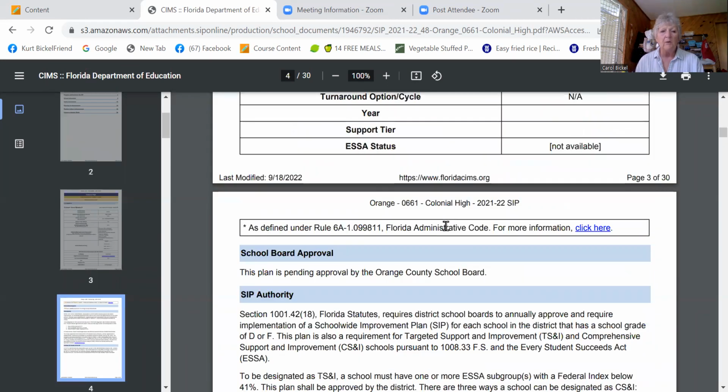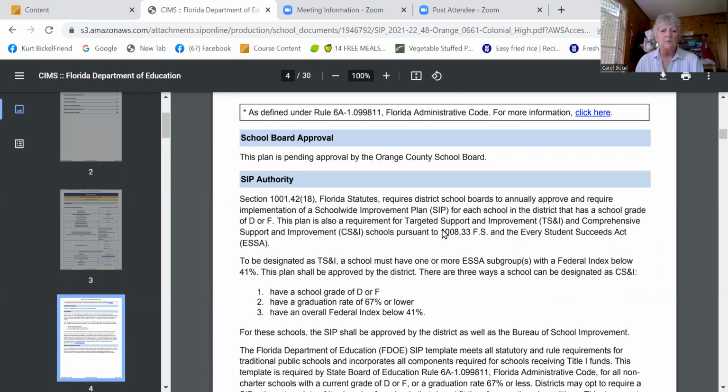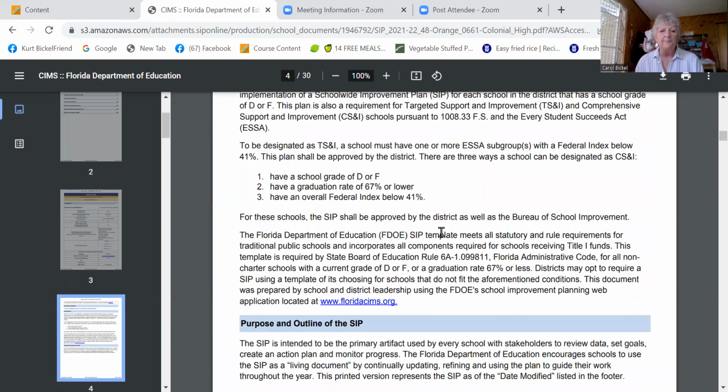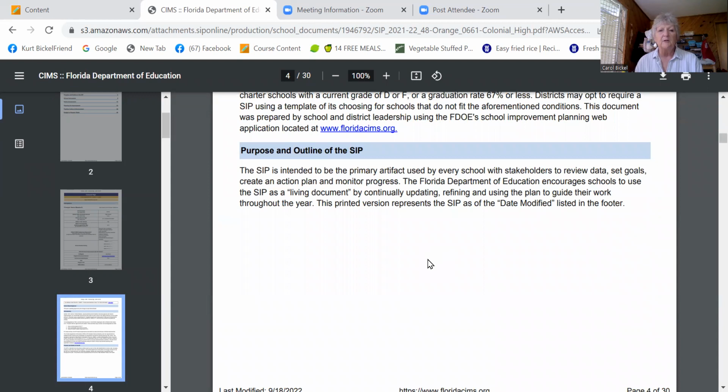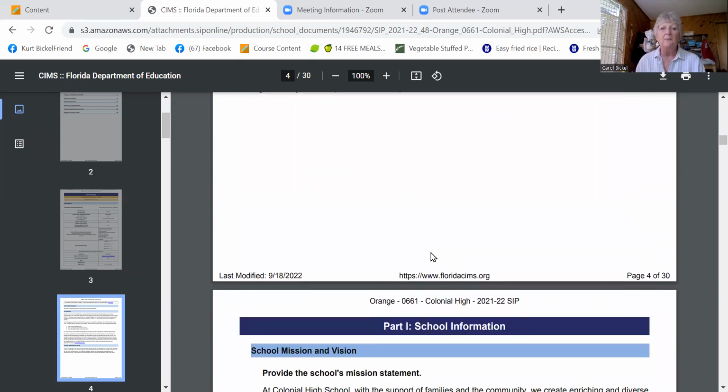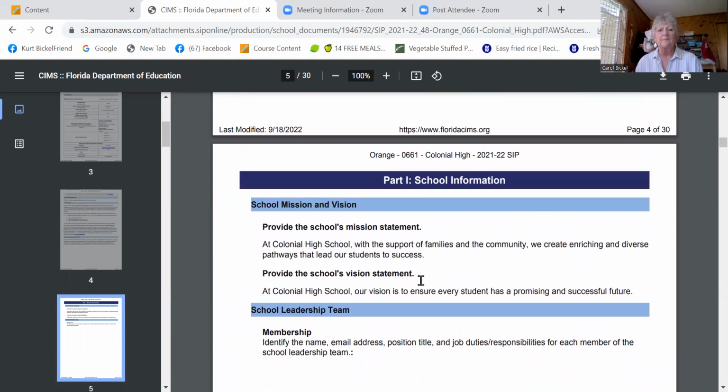Okay, I'm going to keep going down. Again, school board approval. We have a system here. If you get a D or an F on your school grade for like 3 years in a row, the state comes in and tells you how to do things. It's a very painful process for schools.